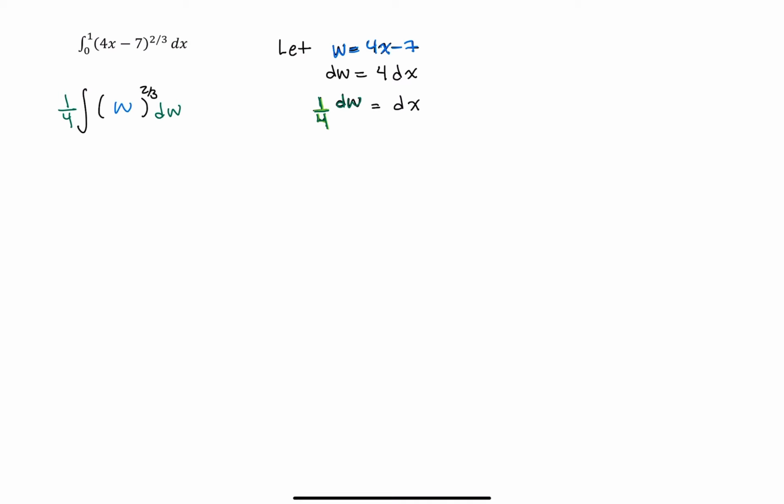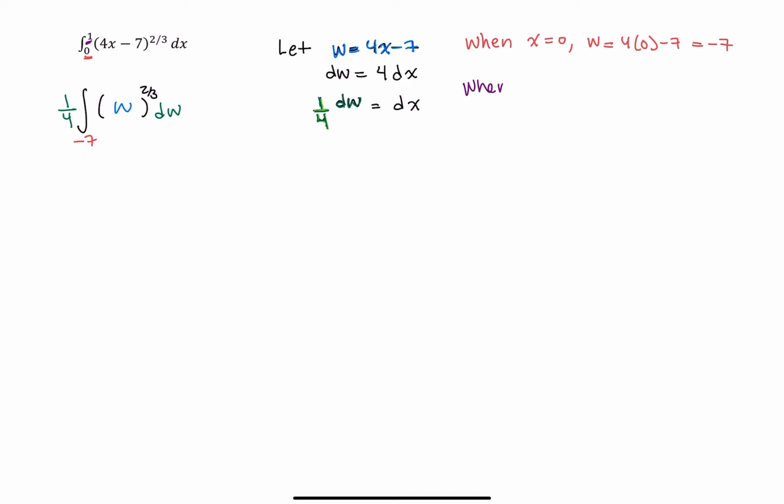Okay, so now we need to look at our limits of integration. I need to look at the lower limit, and then I also need to look at my upper limit. So let's start with the lower limit. Remember, these are x's, so when x equals 0, what does w equal? Let's look here. w equals 4 times 0 minus 7, which is equal to negative 7. So that'll go here.